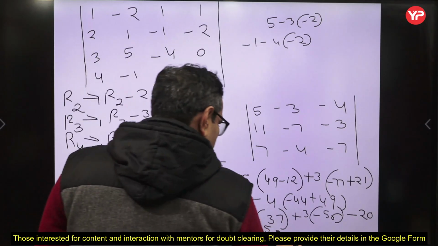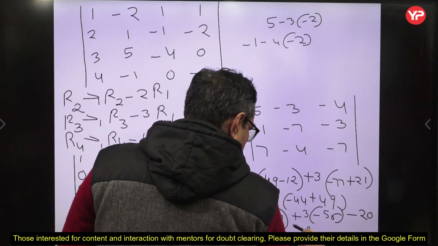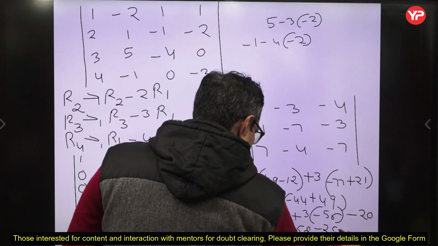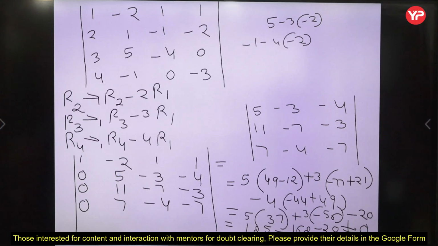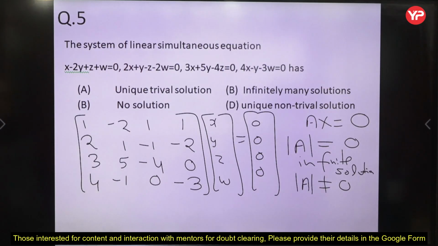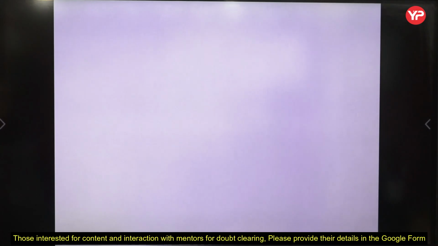185 minus 168 minus 20. So clearly this is not equal to 0. So the determinant is not equal to 0, which means the system has a unique solution, the unique trivial solution. If we go back to the options, it has a unique trivial solution, so option A will be the right answer.